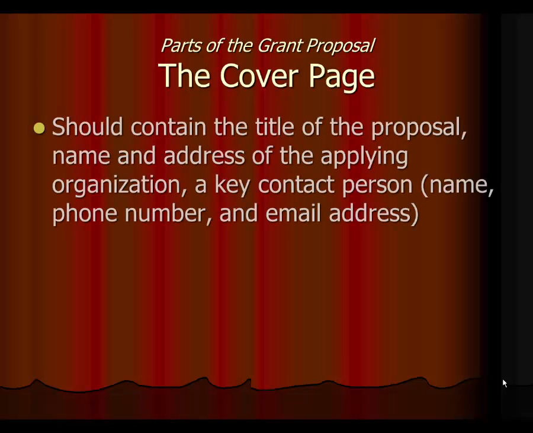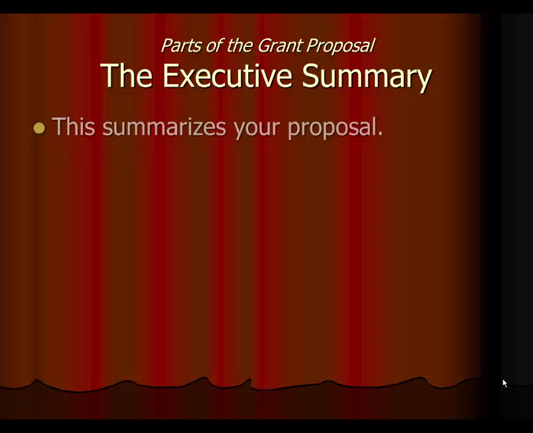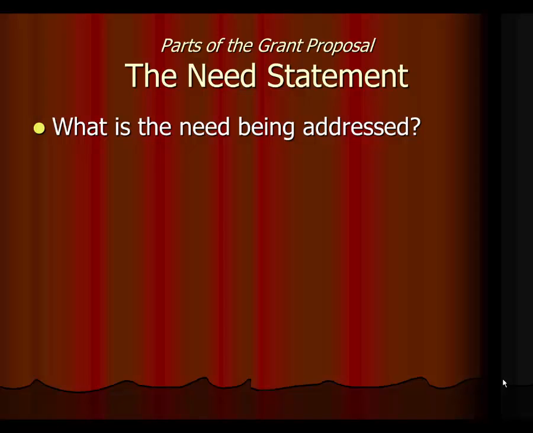The cover page is usually something you need to do. This contains the title of the proposal, name and address of the applying organization, a key contact person with information about that contact person. The cover page is a separate thing. It's the very first thing that the person is going to see when they see your grant proposal. Typically, the second thing they will see is your executive summary. This summarizes your proposal in one page. Concise, very well written, if it's competitive, and it really sums up clearly what the grant proposal is all about.